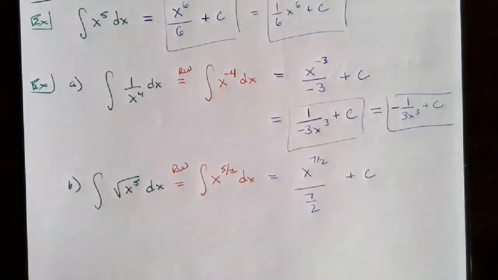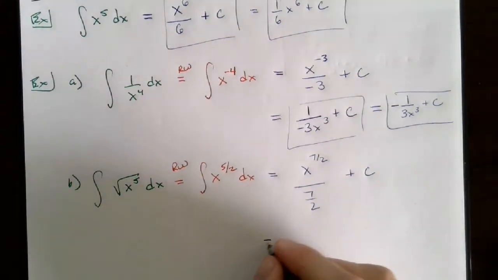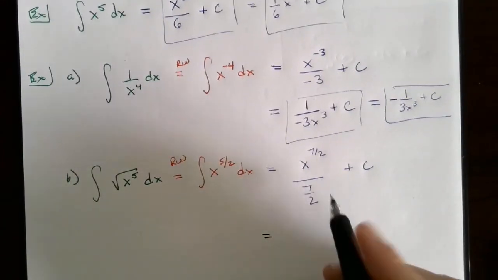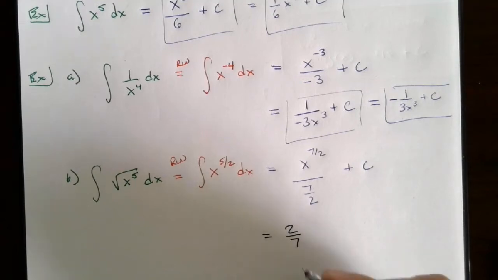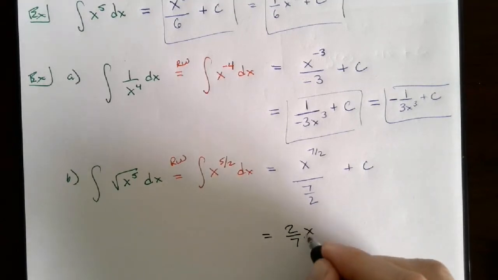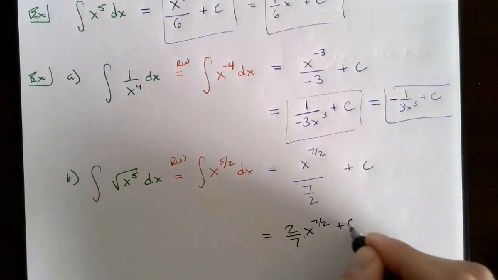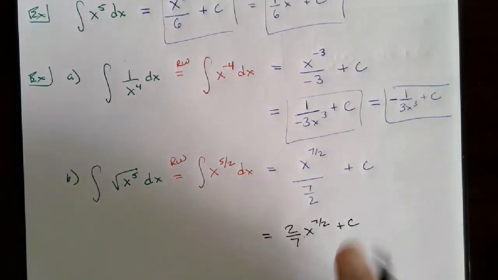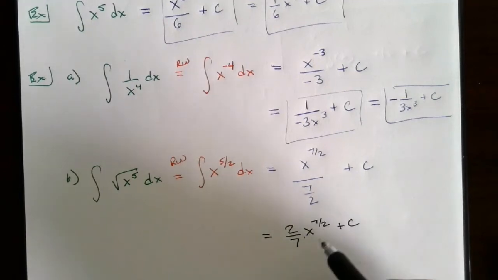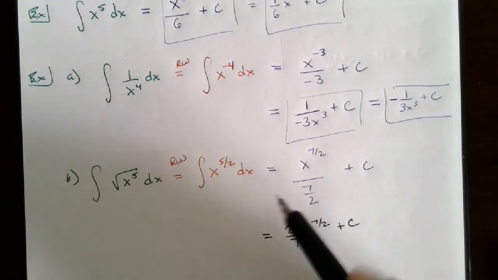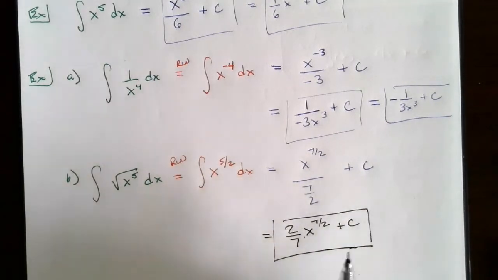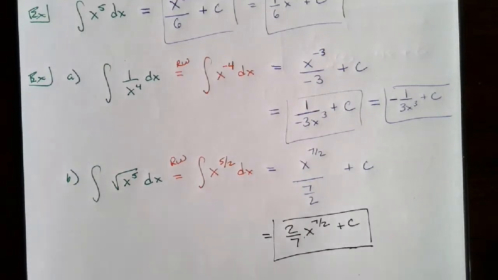But we don't want to leave this as a complex fraction. When you have a fraction divided by a fraction, remember what you do. You multiply by the reciprocal. So we multiply this by 2/7 x to the 7 halves plus c. And you can leave it like that. I don't care if you rewrite this as a radical or not, but I do want to make sure that you understand how to rewrite it if you needed to. You can leave it in this form and you have the antiderivative. But do not leave this with the 7 halves down here unless I ask you not to simplify your answer.